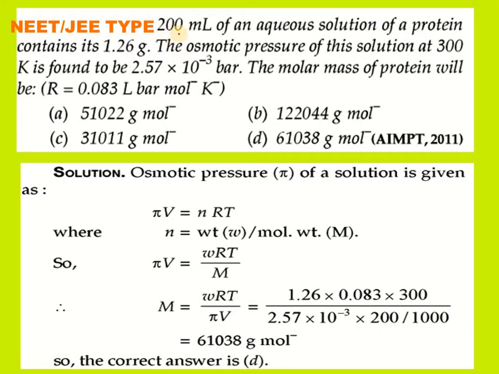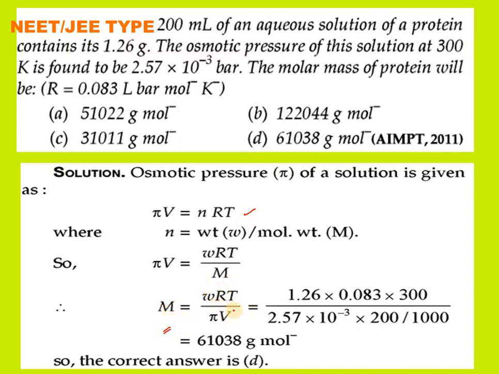Next one. 200 ml of an aqueous solution of a protein contains 1.26 grams of it. The osmotic pressure of the solution at 300 Kelvin is found to be 2.57 times 10 to the power of minus 3 bar. The molar mass of protein will be how much? See, osmotic pressure formula, pi V is equal to nRT. So the Van 't Hoff theory gives pi V is equal to nRT, where n is equal to weight by molecular weight. So in this we have to find M.